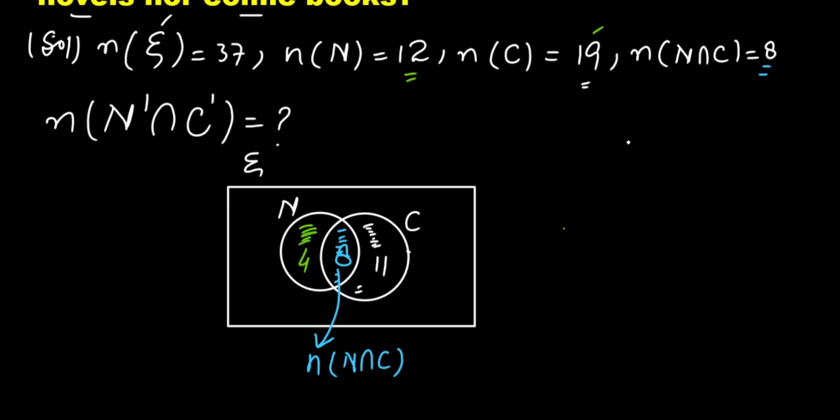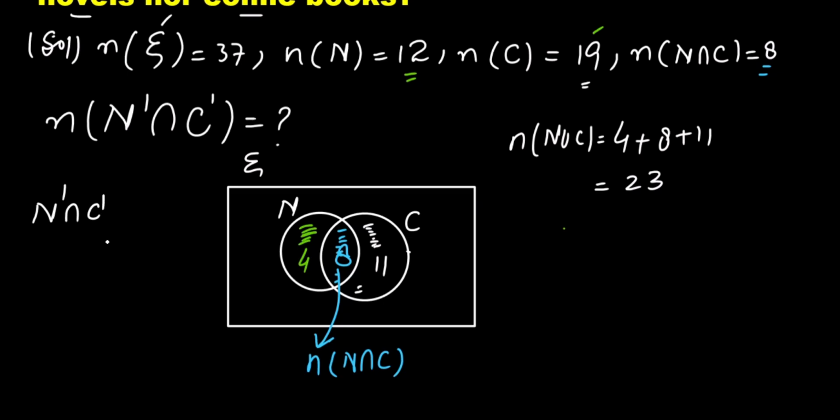So here the union N union C is equal to the sum of these 3 regions, 4 plus 8 plus 11. This is equal to 23. We need to find N complement intersection C complement. By using De Morgan law, N complement intersection C complement is simply equal to complement of N union C.